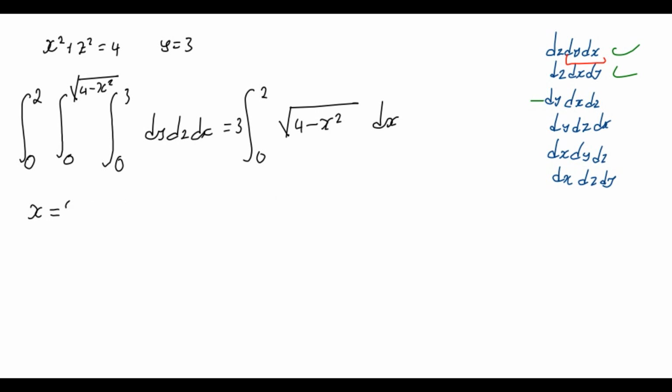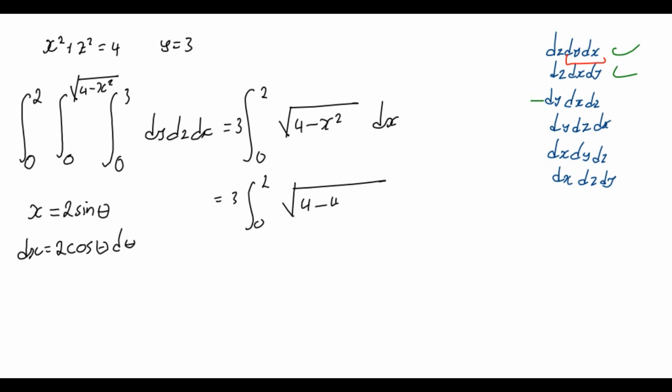Okay, so we're going to put a 2 sine theta, meaning dx will be equal to 2 cos theta d theta. So this will be 3 from 0 to 2. Then here we put 4 minus 4 sine squared theta, multiplied by dx. We said it's 2 cos theta d theta, like that.